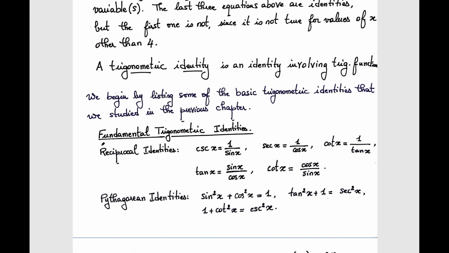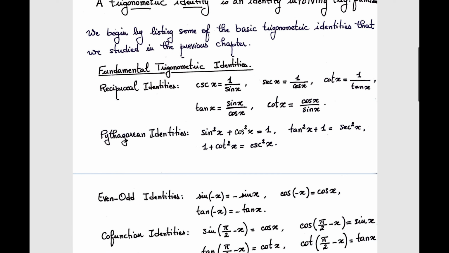We have these reciprocal identities. Cosec is the reciprocal of sine. Sec is the reciprocal of cosine. Cotangent is the reciprocal of tangent. Tangent is sine over cosine. And cotangent is cosine over sine.